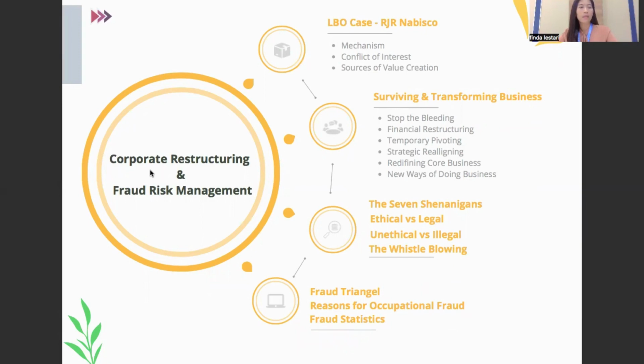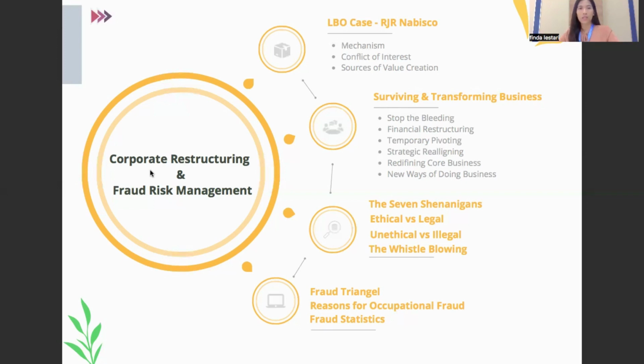Topic number 5, we learned about corporate restructuring and fraud risk management. We learned about the leveraged buyout or LBO case from RJR Nabisco. We learned about the mechanism of LBO, conflict of interest in LBO, and sources of value creation in LBO of RJR Nabisco. Also, how to survive and transform a business.